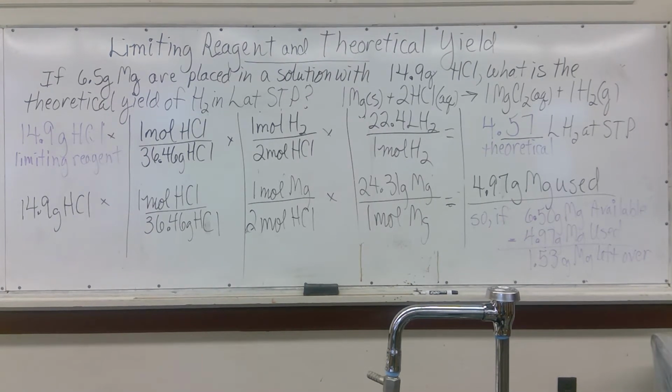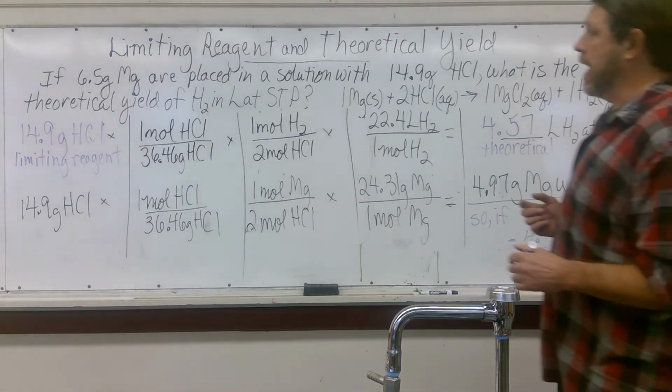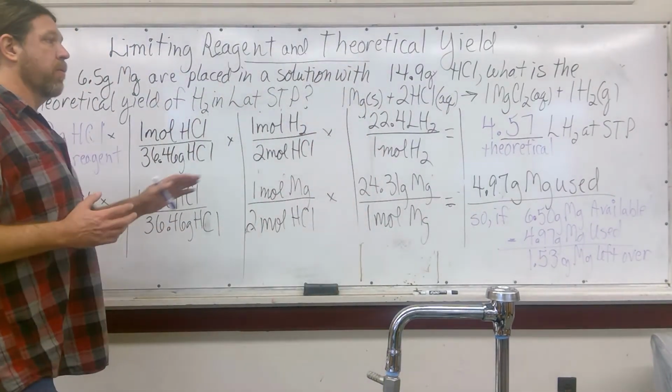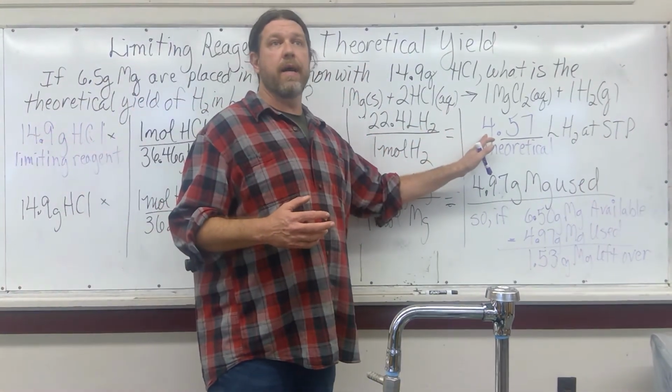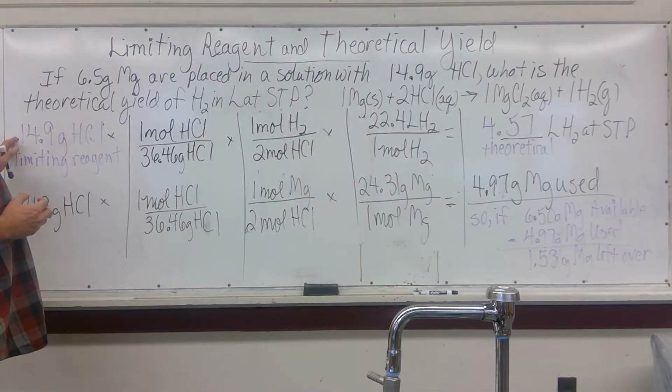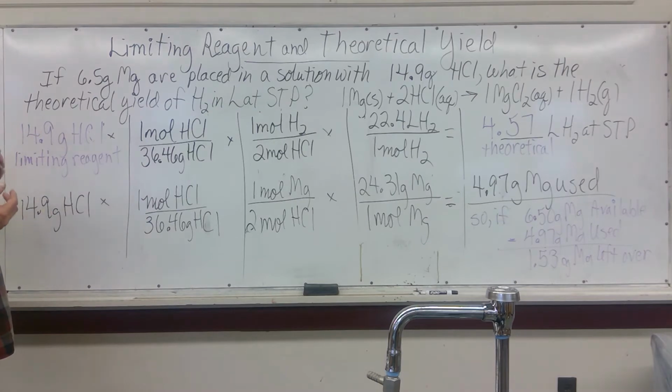So in our previous video, we established that our limiting reagent between the hydrochloric acid and the magnesium that we had would produce 4.57 liters of hydrogen gas at STP. So we assumed that all of the hydrochloric acid would be used up. But what about the excess reagent, the magnesium?